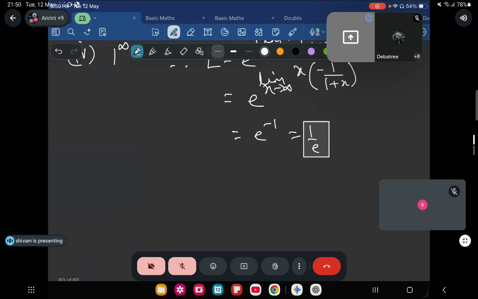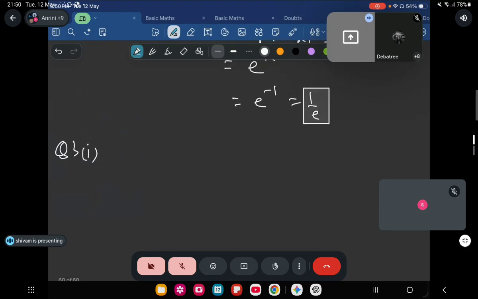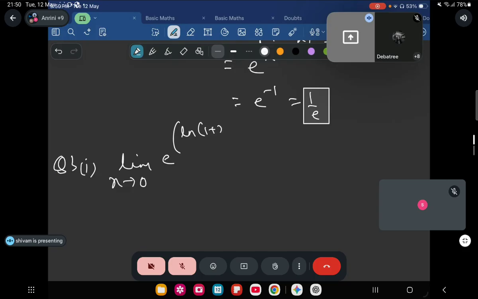Okay. So try this out, everyone. Question number 3, part 1. Just keep on converting it into standard forms, everyone. Limit x tends to 0, e to the power ln(1 plus x) by x, minus 1, upon ln(1 plus x) by x, minus 1. Solve.